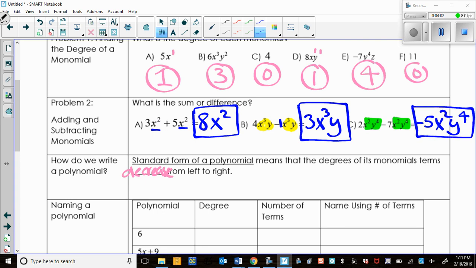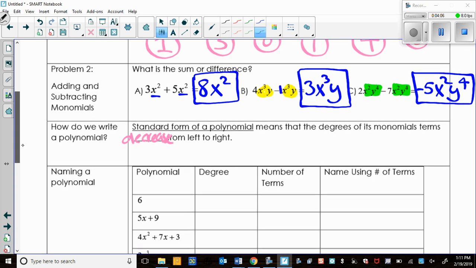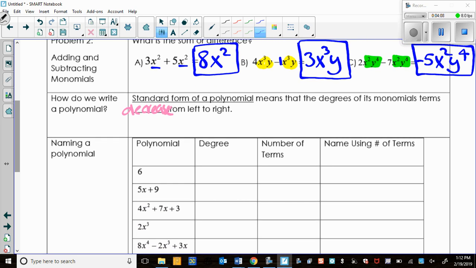Just a quick video on how to add and subtract. You will see another video later on. So we are going to quickly go over standard form of a polynomial. What that means is you want your highest degree to go first, and then slowly your degrees will descend. So this is an example of what you might see.